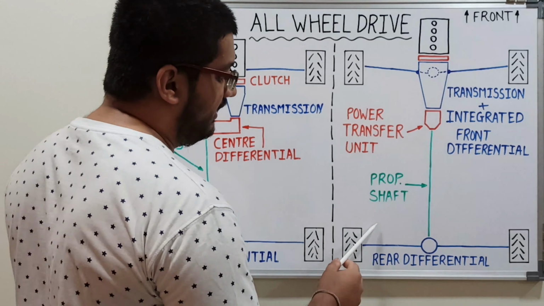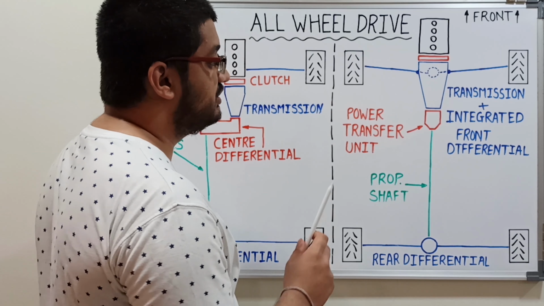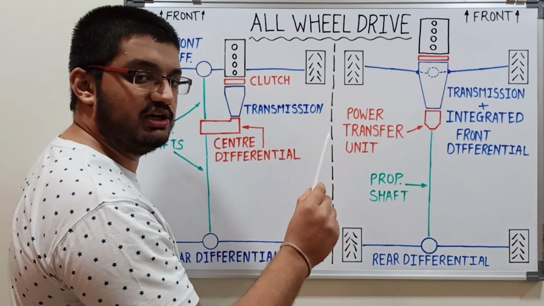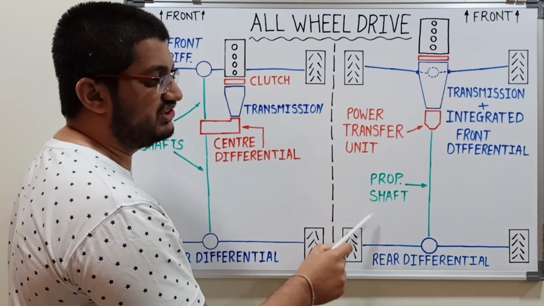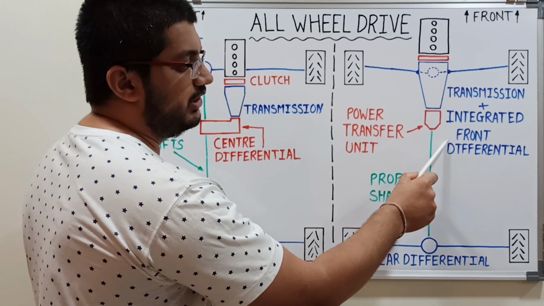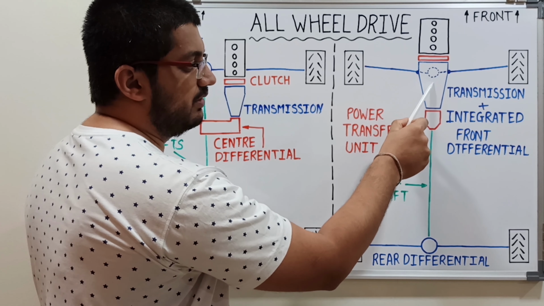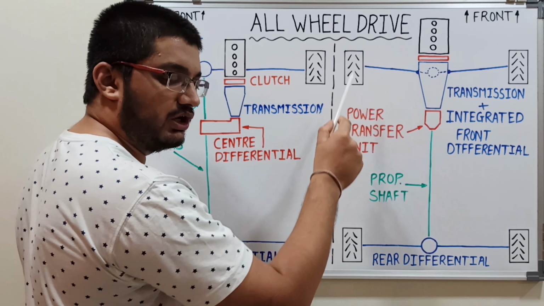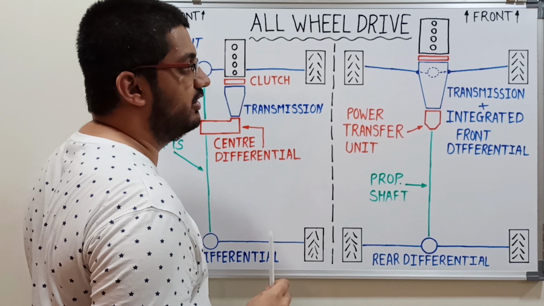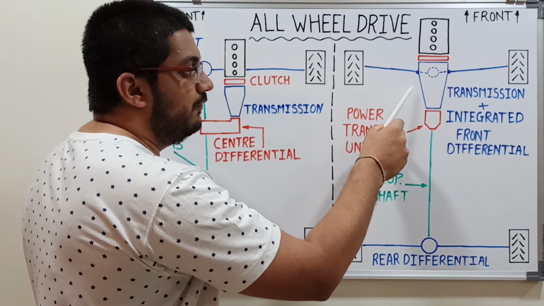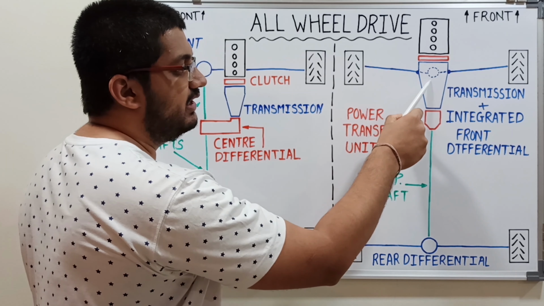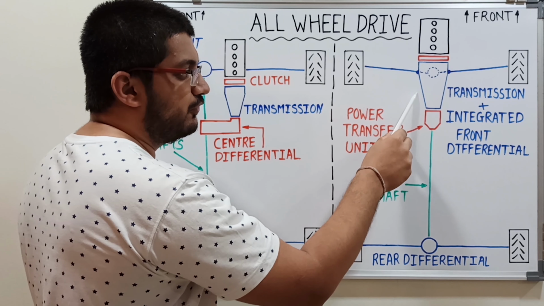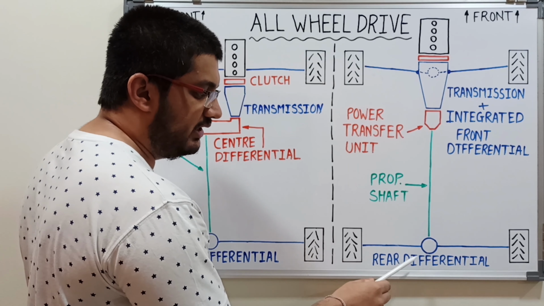Then moving on to the next layout, this is another type of layout which is used in all-wheel drive vehicles. So in this layout, the gearbox is a special gearbox. The transmission is specially made for this type of layout, in which the front differential is integrated inside the transmission. So the components are the engine, then the clutch or the torque converter if it is an automatic gearbox, then the transmission, which has a front differential integrated into it. Then comes a power transfer unit, which takes the power from this gearbox and delivers it to the rear axle.